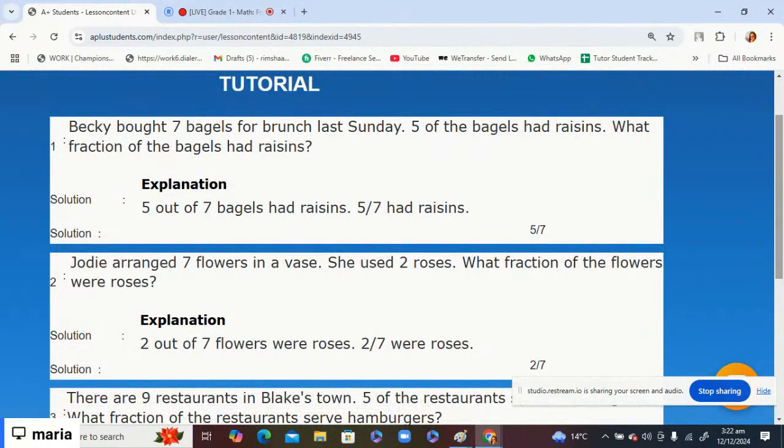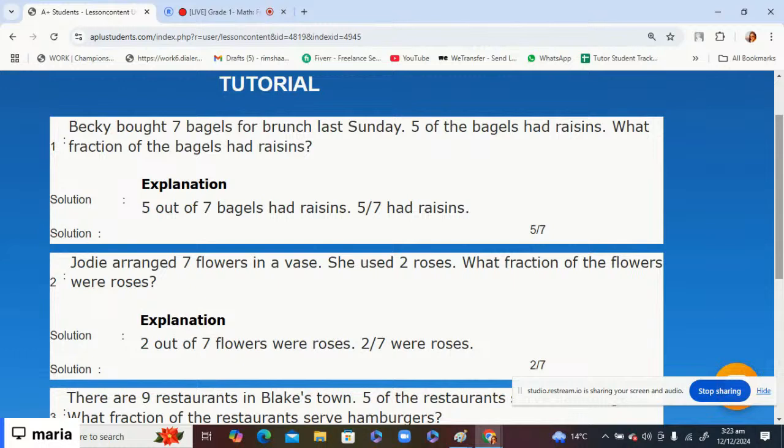In the very first question, they are saying that Becky bought 7 bagels for brunch last Sunday. How many in total? 7. And 5 of the bagels had raisins. What fraction of the bagels had raisins? Total is 7 and 5 of it are raisins. So 5 is the interested one and 7 is the total. So 5 by 7.